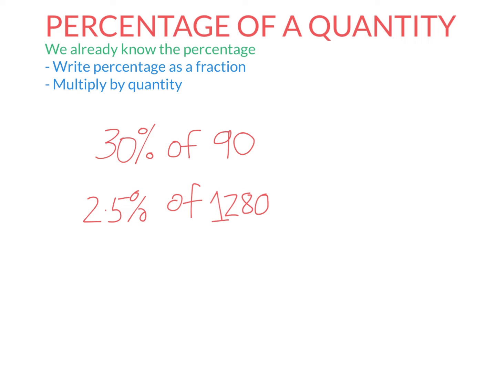So to calculate the percentage of a quantity, we just follow these two steps. We write the percentage as a fraction and multiply by the quantity we're interested in. Okay, probably doesn't make heaps of sense. Hopefully it will after these examples.